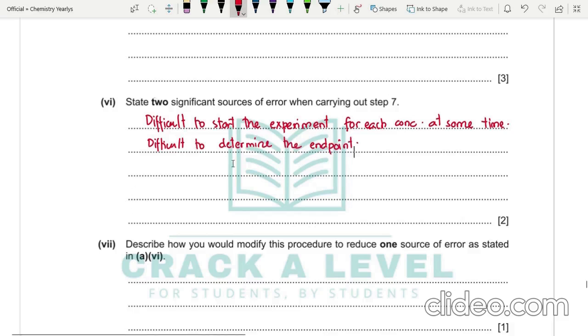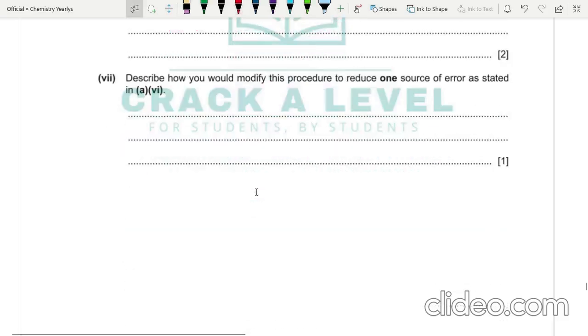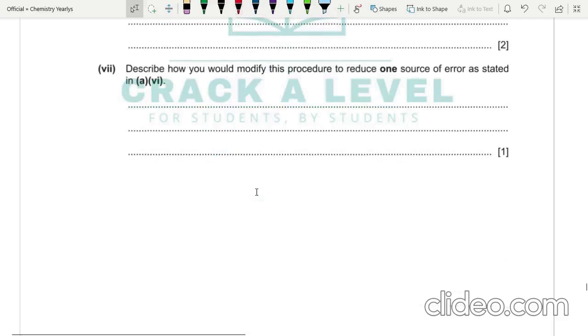Describe how you would modify this procedure to reduce one source of error as you stated in part 6. So what we could do is use a colorimeter. I've already mentioned that in the previous part, but in this part what I am going to be answering is that we time each concentration separately.